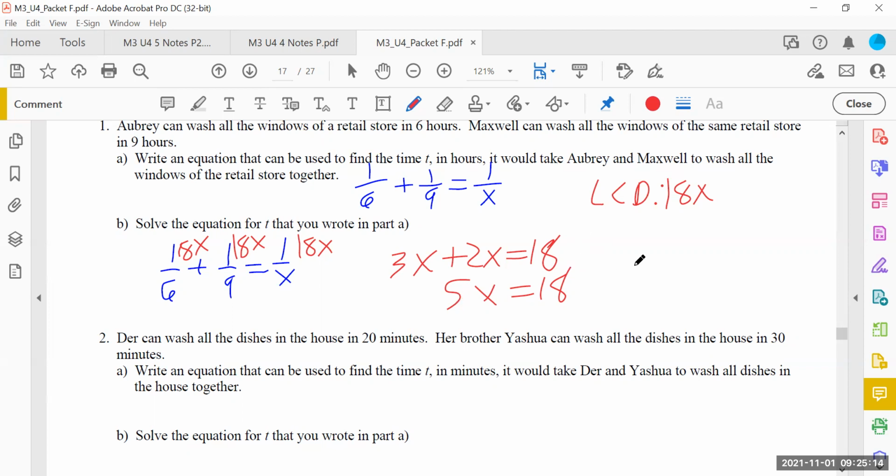Divide by 5. So we get 18 over 5, which was about what, like 3.6? Somewhere in there, 3.6. And again, we check, does that make sense? It's a little bit more than half of 6, but less than half of 9. So we're set.